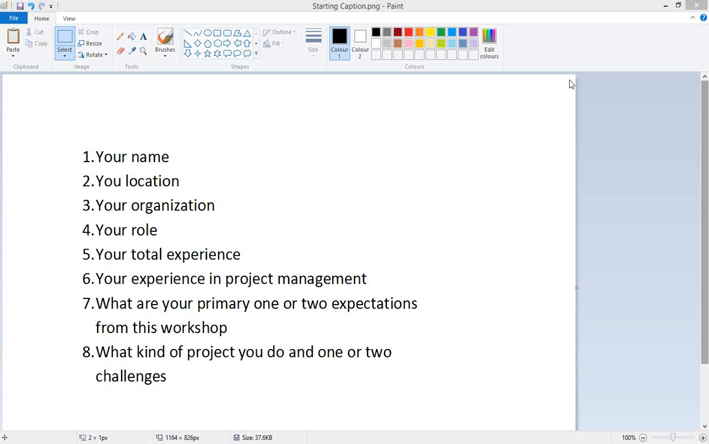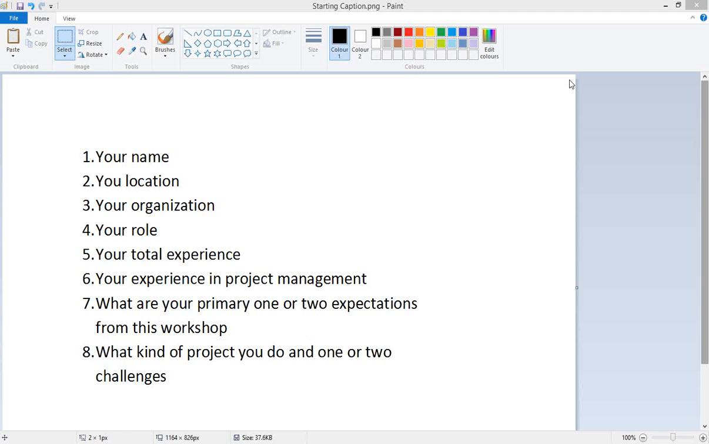Hi everyone, I am Shashank Yelekar. My current location is Bangkok, Thailand. I'm working with Ericsson Thailand, an original equipment manufacturing vendor in telecom. I'm currently working as a project manager. My total experience is 12 years, and my experience in project management is around 9 years.